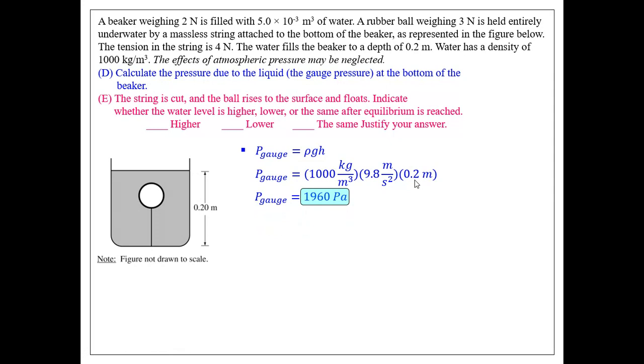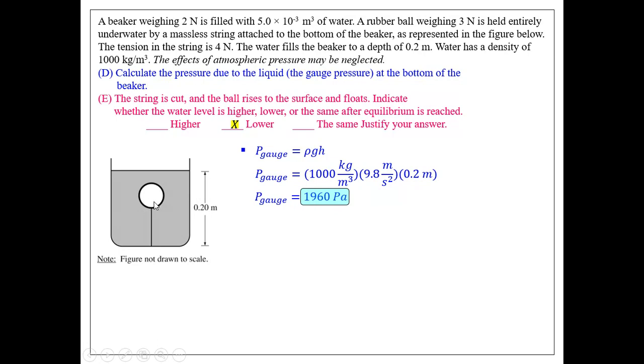All right, and then last but not least, part E, a conceptual part. It says the string is cut and the ball rises to the surface and floats. Indicate whether the water level is higher, lower, or the same after equilibrium is reached. Well, this one I think is an intuitive, common-sense thing. I'm going to go with lower, because when the ball is in the middle, it takes up a certain amount of volume of the water.